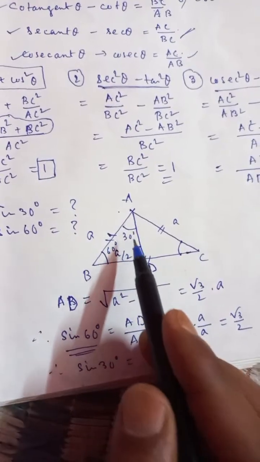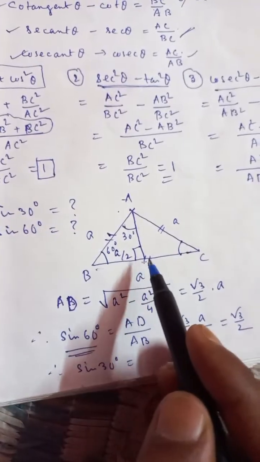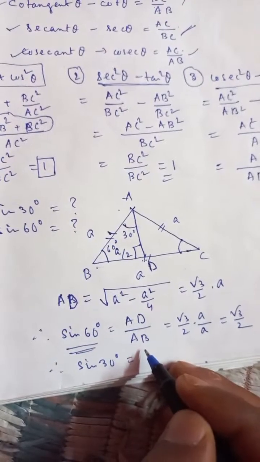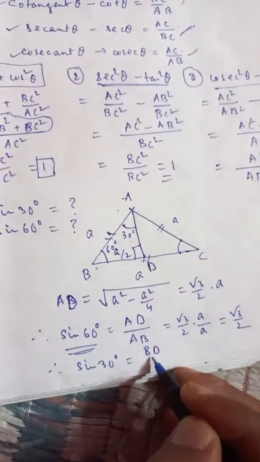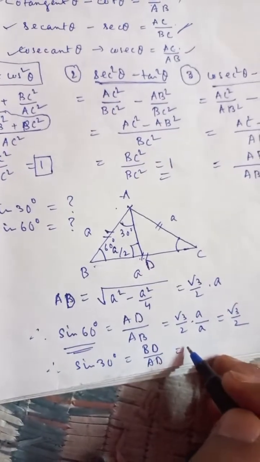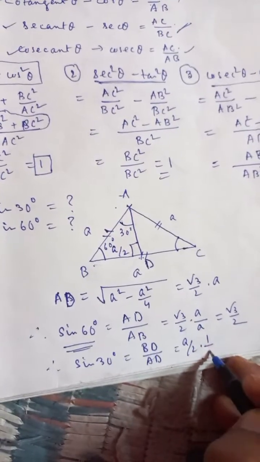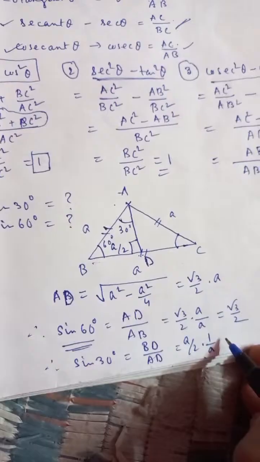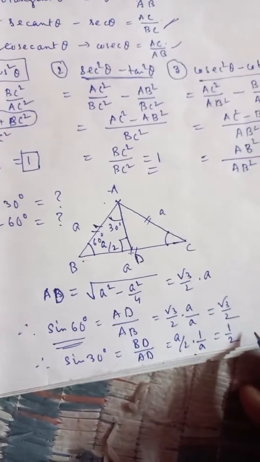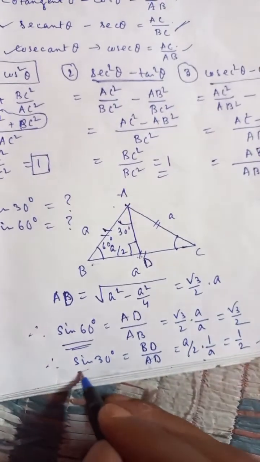sin 30 will be with respect to this angle. This is the height BD and hypotenuse is AB. So this will be BD by AB. So BD is equal to A by 2 into 1 by A. So this will be 1 by 2. So this is the value of sin 30 degree and sin 60 degree.